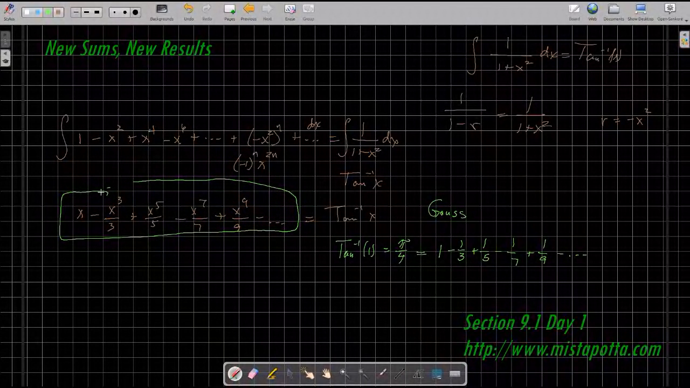Now, one of the issues we have is this question of, well, wait a minute. Wasn't our interval of convergence between -1 and 1? So how can x equals 1 work? And that's something we'll have to talk about in a later video.